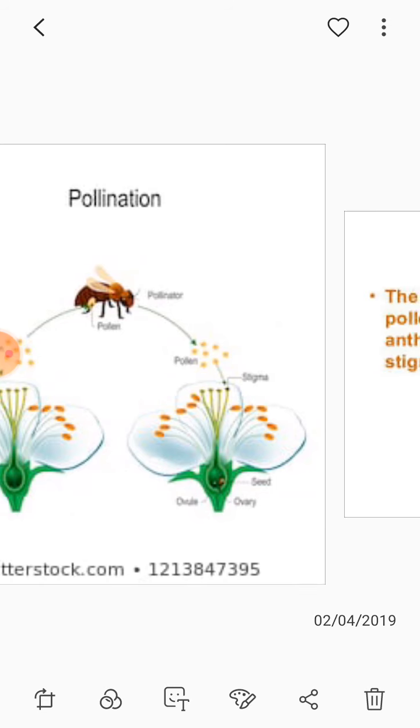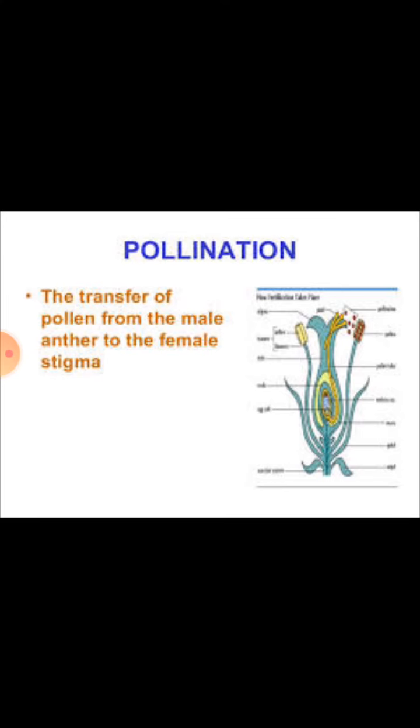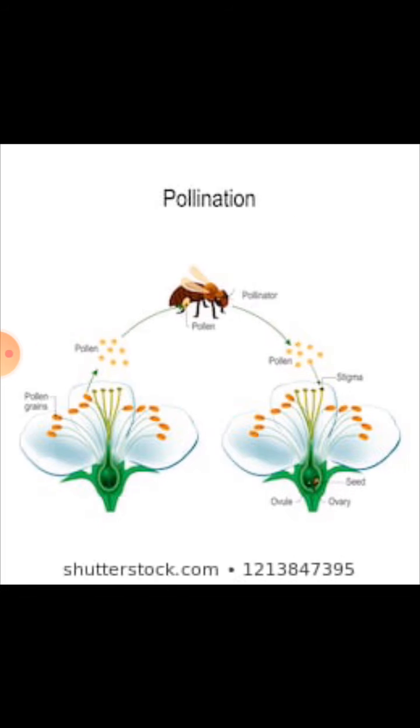So, what do you mean by pollination? Transfer of pollen grain from anther to stigma of a flower is called pollination. See, the pollen grains are transferred from anther to stigma. That way is called pollination, with the help of an agent. There are two kinds of agents, biotic or abiotic agents, depending on which helps the pollination. Later I will explain to you.